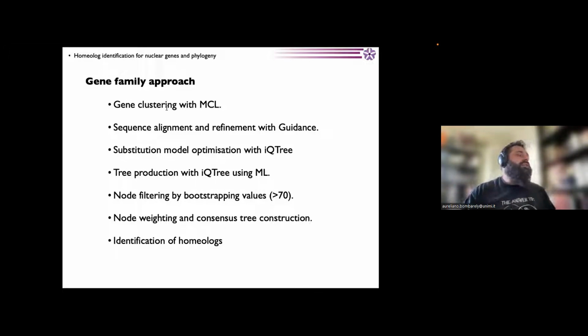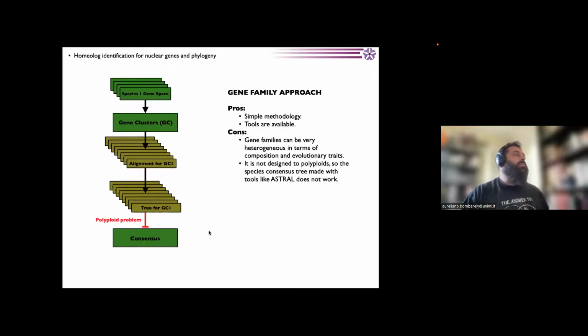So we did the gene clustering with MCL, we did sequence alignment and refinement with Guidance, substitution model optimization with IQ-TREE, and then we produced the trees with IQ-TREE again. We filtered all the trees that have nodes with bootstrapping values below 70. And then we did this node weighting and consensus tree reconstruction that I'll explain later, and the identification of the homologs, depending on the position.